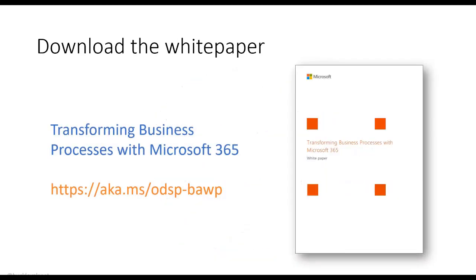So what we're talking about here is what is outlined in the white paper, Transforming Business Processes with Microsoft 365. This came out in the first week in February, and there's the shortened URL. Of course, you'll be able to get the slides. You'll get the link again. You'll get multiple reminders, and I'll show the URL again at the end here. But definitely go and take a look.